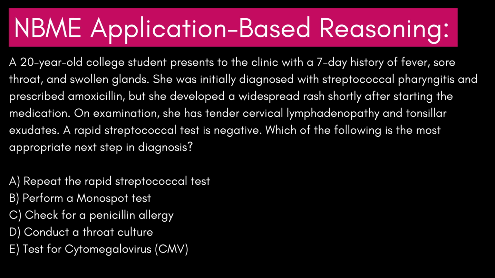A 20-year-old college student presents to the clinic with a 7-day history of fever, sore throat, and swollen glands. She was initially diagnosed with streptococcal pharyngitis and prescribed amoxicillin, but she developed a widespread rash shortly after starting the medication. On examination, she has tender cervical lymphadenopathy and tonsillar exudates. A rapid streptococcal test is negative. Which of the following is the most appropriate next step in diagnosis?